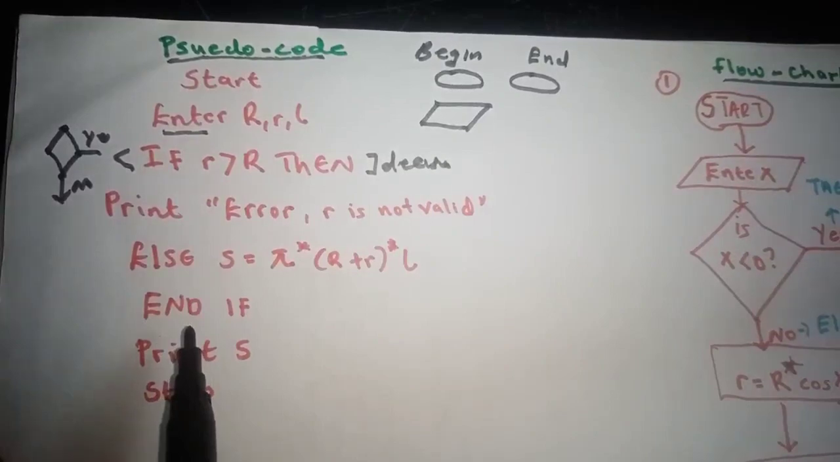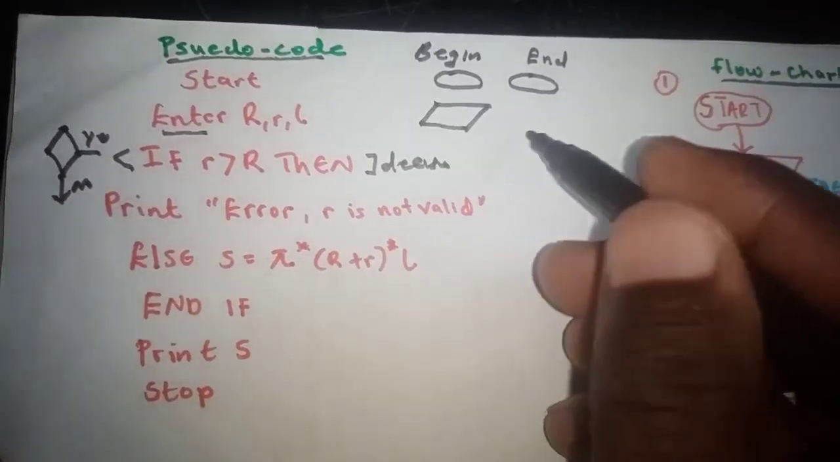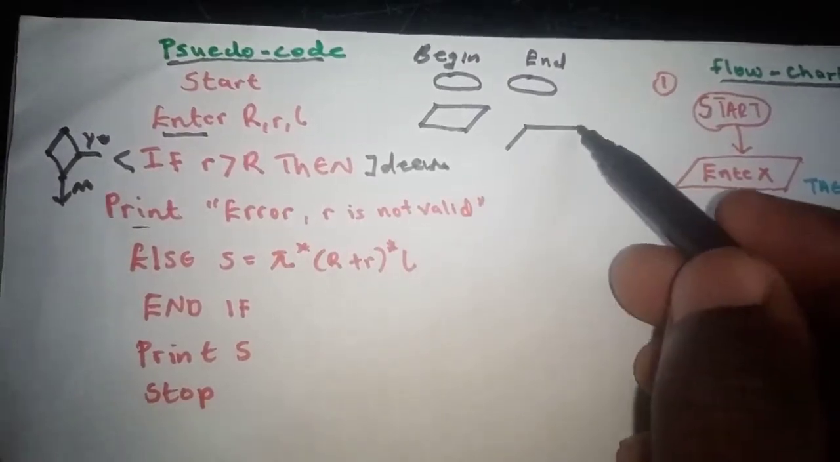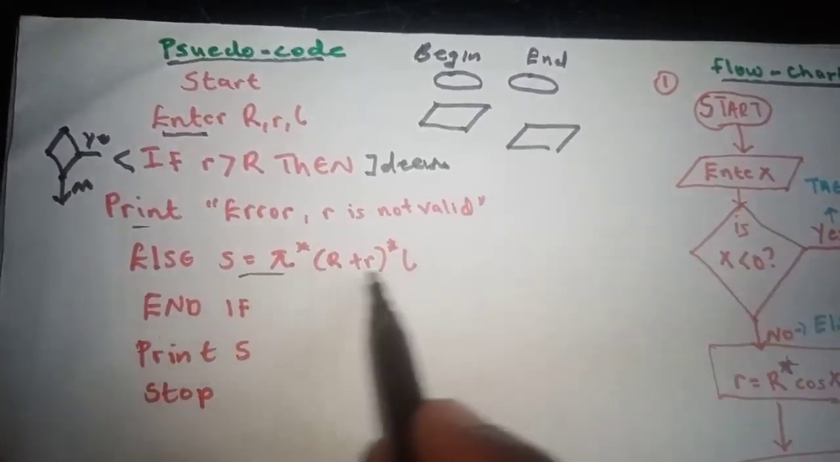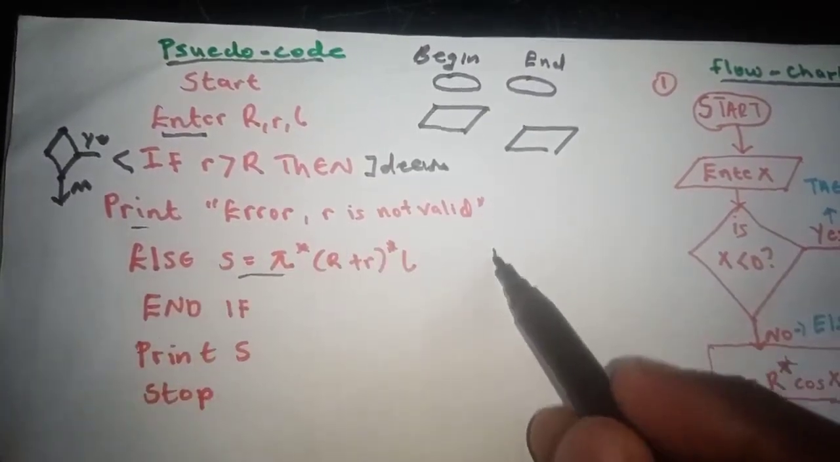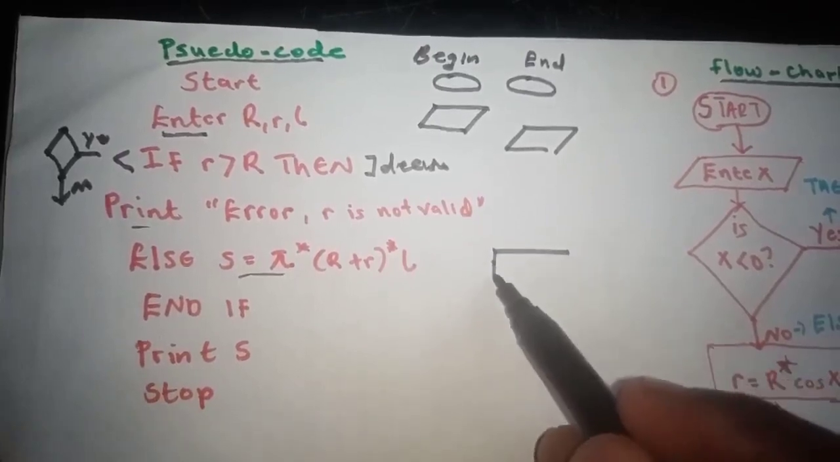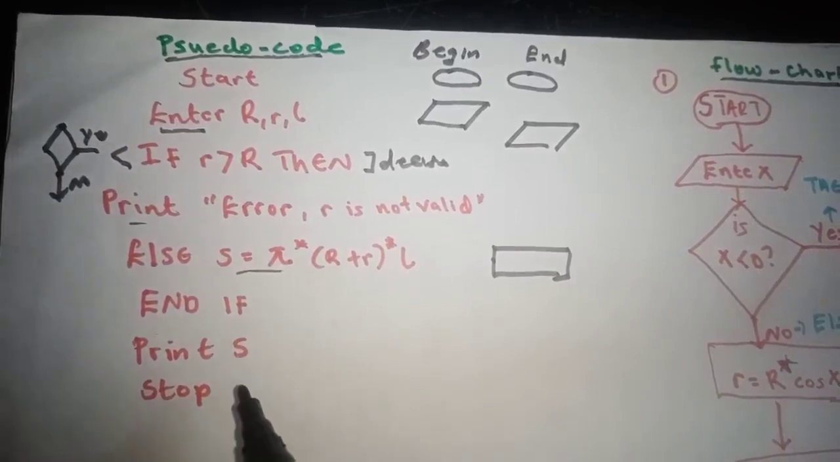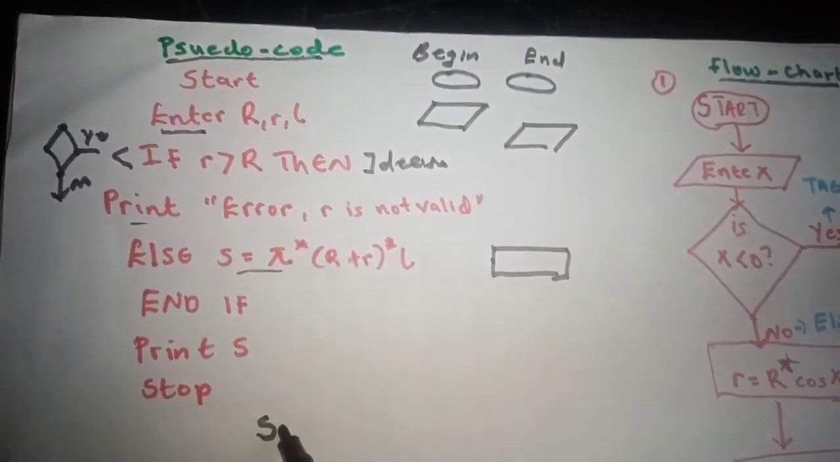So print, you have the word print here. The shape it takes is the same thing as enter, a parallelogram. All the formulas take up the shape of what? A rectangle. So let's see how we can answer this question. I'm going to write here solution.